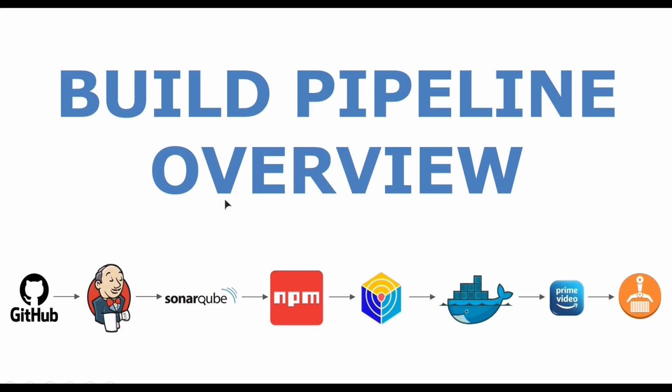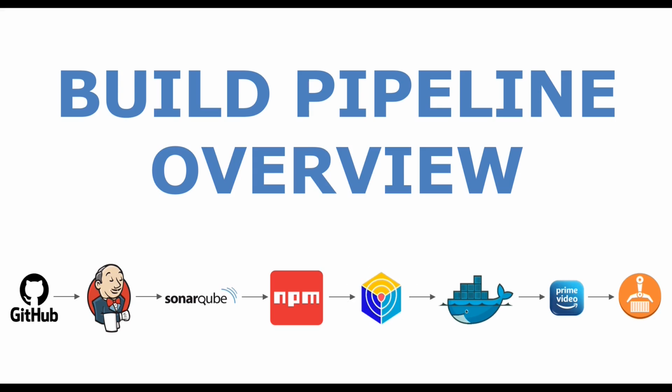So I'll give you an overview of what we are planning to do in the build pipeline. We will do the git checkout. We will check out the code from GitHub and pull the code in our Jenkins. Then we will be doing the quality analysis and quality gate with the help of SonarQube. We'll be building the Node.js package with the help of npm.